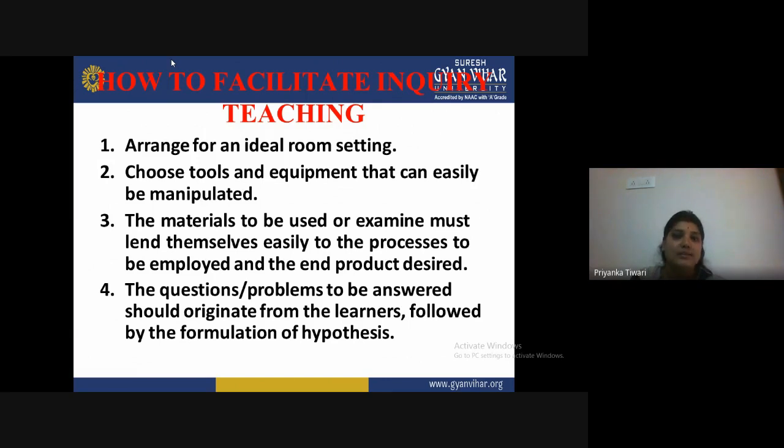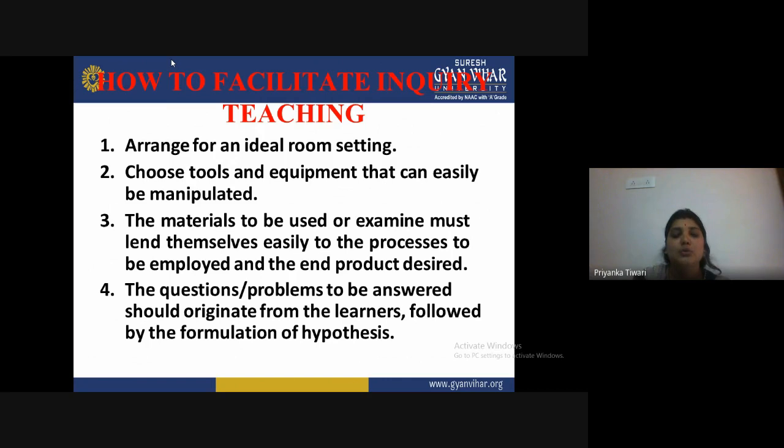So now we can say how to facilitate inquiry teaching. Arrange for an ideal room setting and choose tools and equipment that can easily be manipulated.